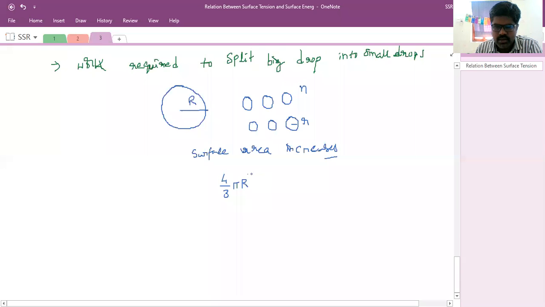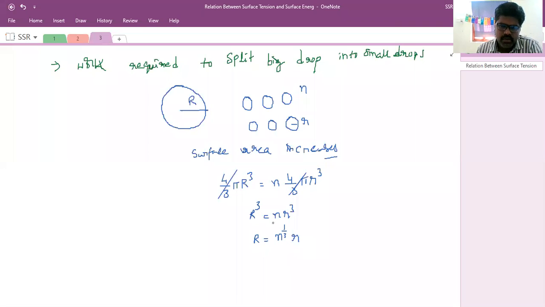The volume will be constant. The final volume, by conservation of volume or conservation of mass, is n times 4/3 pi small r cube. The 4/3 pi cancels. Then capital R cube is equal to n times small r cube. Taking the cube root on both sides, capital R is equal to n power 1 by 3 into small r.